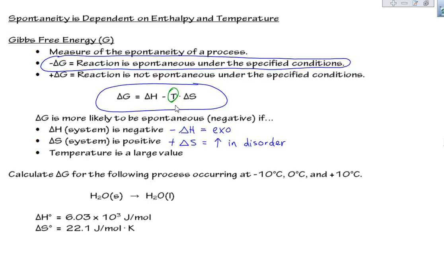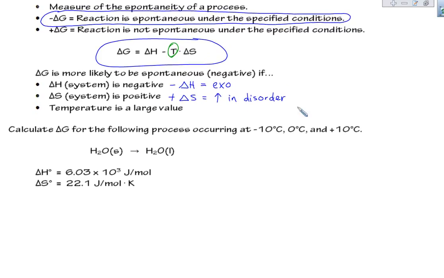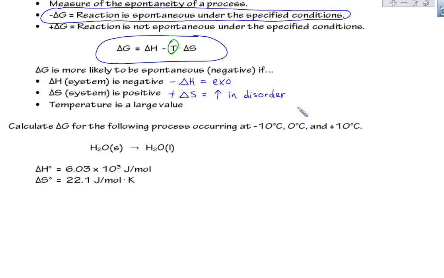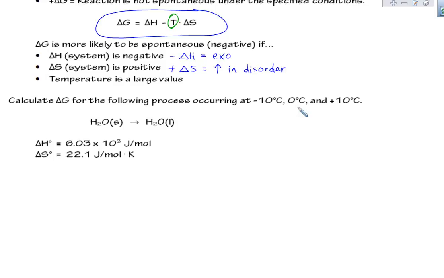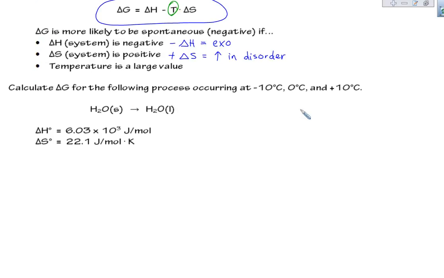So here's what they might give you. Something that looks like this. Oh, this is an easy equation. We're just melting an ice cube. So we've got water in the solid phase changing to water in the liquid phase. We want to calculate delta G for the following processes. Let's say we change the temperature. We run this at -10, 0, and +10 degrees Celsius. All we got to do is calculate delta G, and then we can look at the sign to see if it would be spontaneous or not under those conditions.